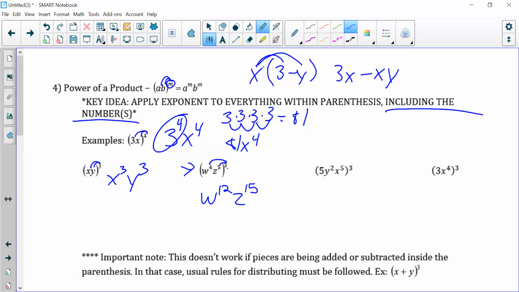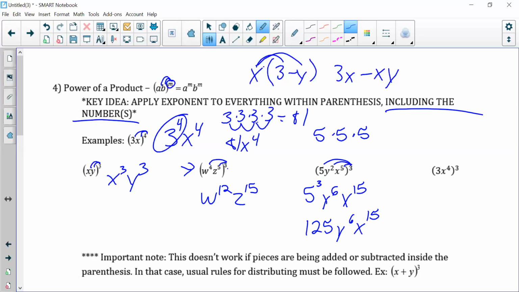All right, same thing here. Distribute the exponent to the exponents of every number in parentheses. So 5 to the third power, y to the 2 times 3 power, which is 6, x to the 5 times 3 power, which is 15. And then we can evaluate what 5 to the third is. So 5 times 5 is 25, times 5 is 125. So 125, y to the 6, x to the 15th.